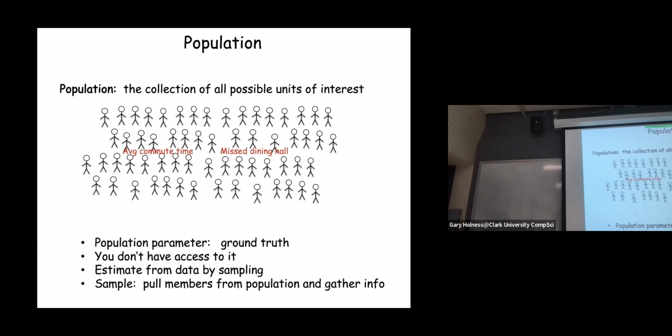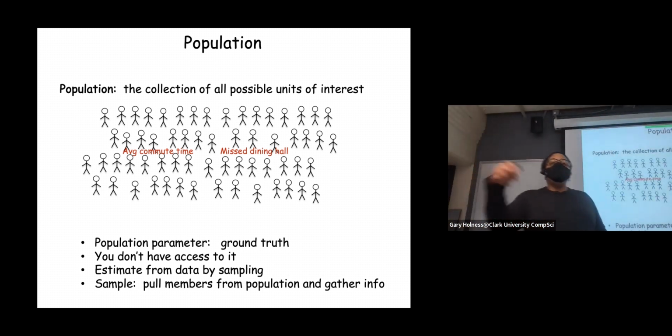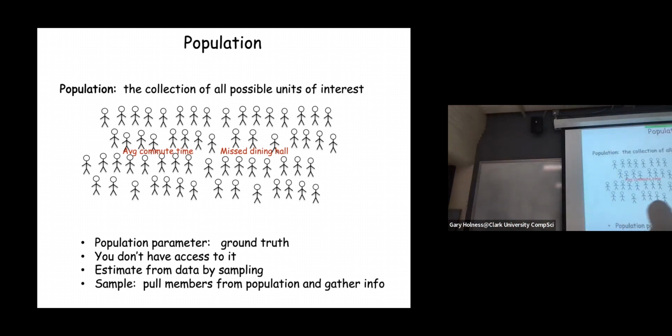Now, the good news is these population parameters exist. They're floating out there somewhere in your population. That's the good news. And these are your so-called ground truth population parameters. If, and this is a big if, you could contact every single student at Clark University and ask him or her what is the amount of time that it takes you to commute to campus, yes, you could figure this out quite easily.